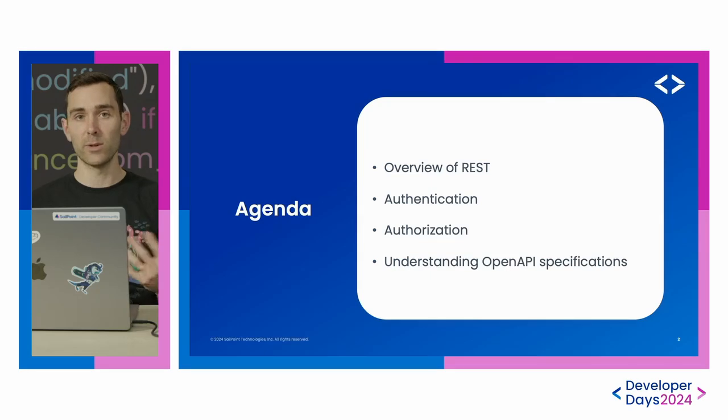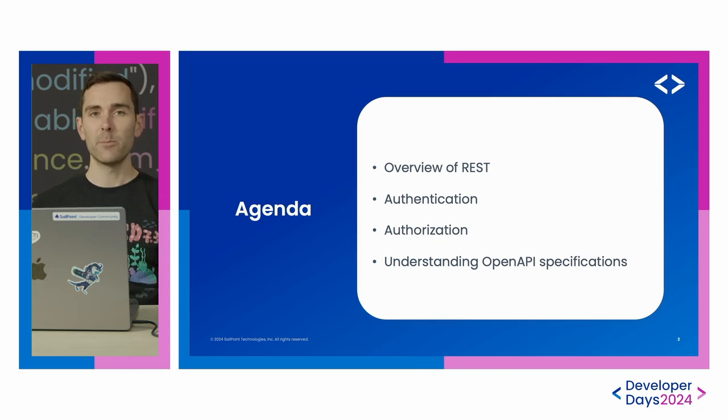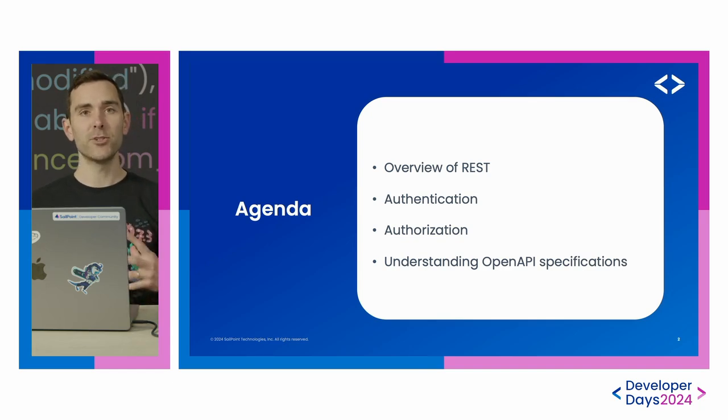So, for the agenda for this session, I'm going to be giving an overview of REST. What is a REST API? What does it do? What does it look like? Then I'm going to be covering authentication, so how you authenticate to our APIs. And then authorization, which is more of an access security control model for APIs. And then finally, I'm going to be doing a deep dive into understanding OpenAPI specifications, which is the documentation that you'll read to learn how to make API calls on our platform.